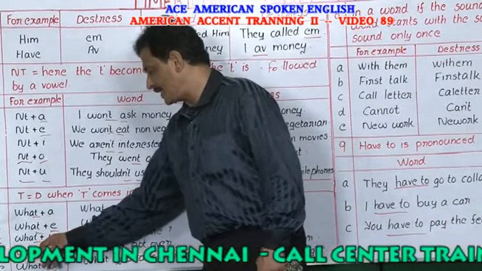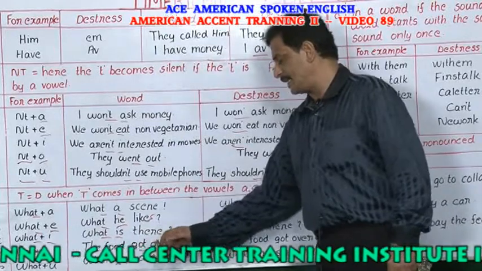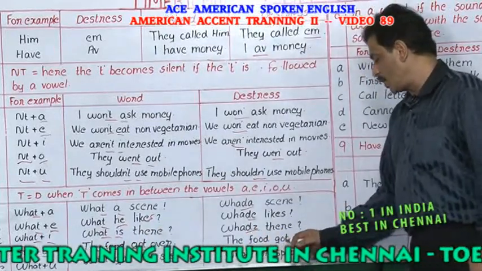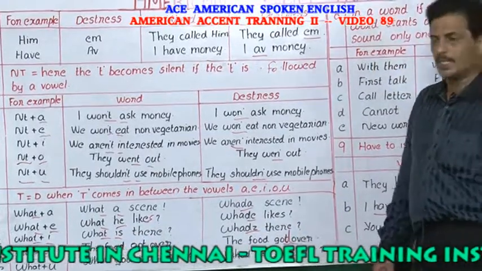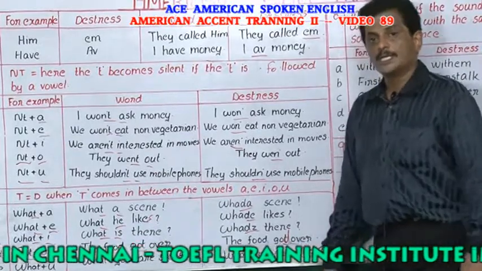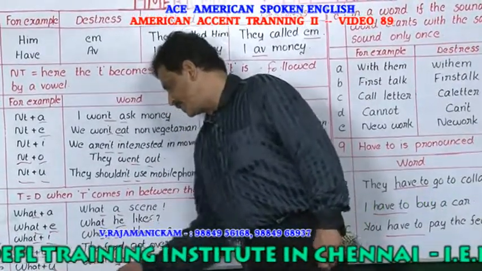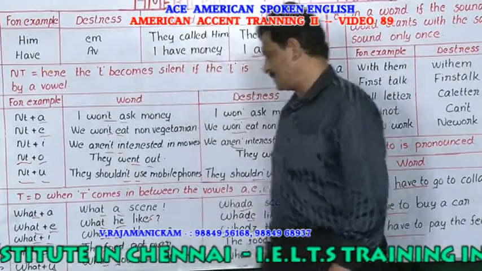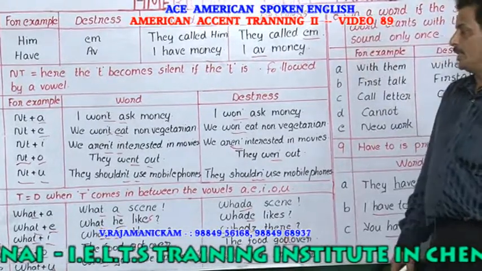In front of T and after T, vowels are there. So the food got over. Before T and after T, a vowel is there. So you say, the food got over. You don't say got over with a T. You say got over. What? T plus U. See, what you are speaking. So T changes into D: what you are speaking.